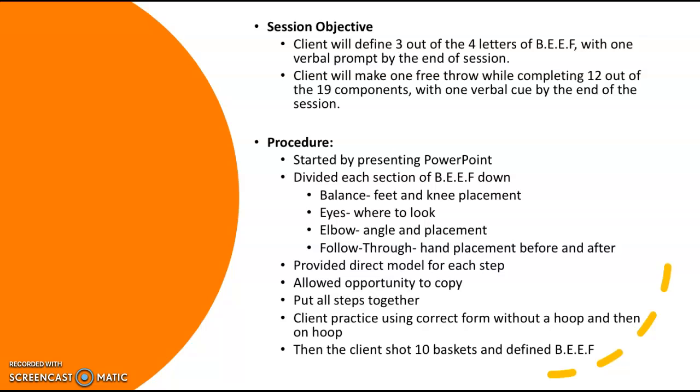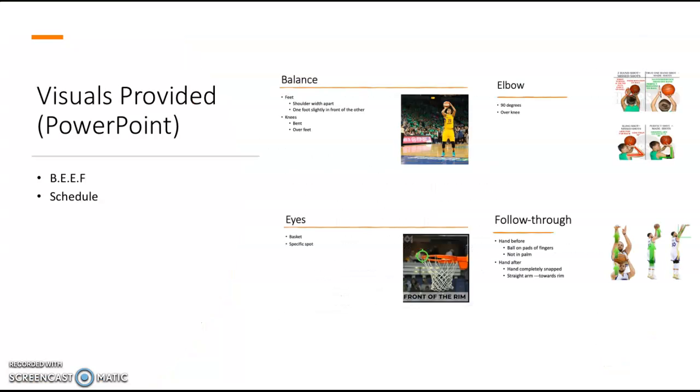After we went through that, the client would practice using correct form shooting a basketball without a hoop. They'd pick a spot on the wall or on the floor, and then we would add the hoop. This gave the client some practice and actually feeling the correct way to shoot. The last part is the 10 baskets that I talked about in the last slide, and I asked them to define BEEF.